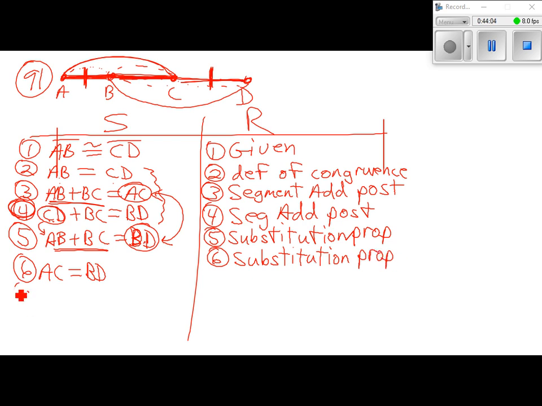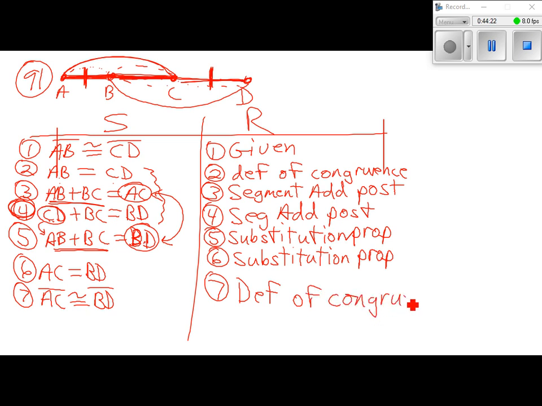And then to get to what we're trying to prove, we just got to switch it back to geometry form. So segment AC is congruent to segment BD. And our reason is going to be definition of congruency. If you have to pause it because I go too quick, then pause it.